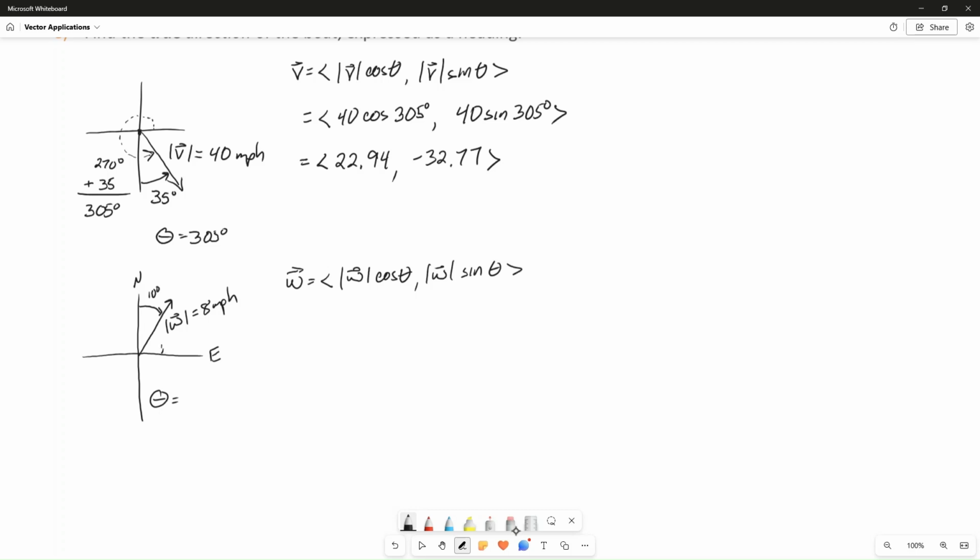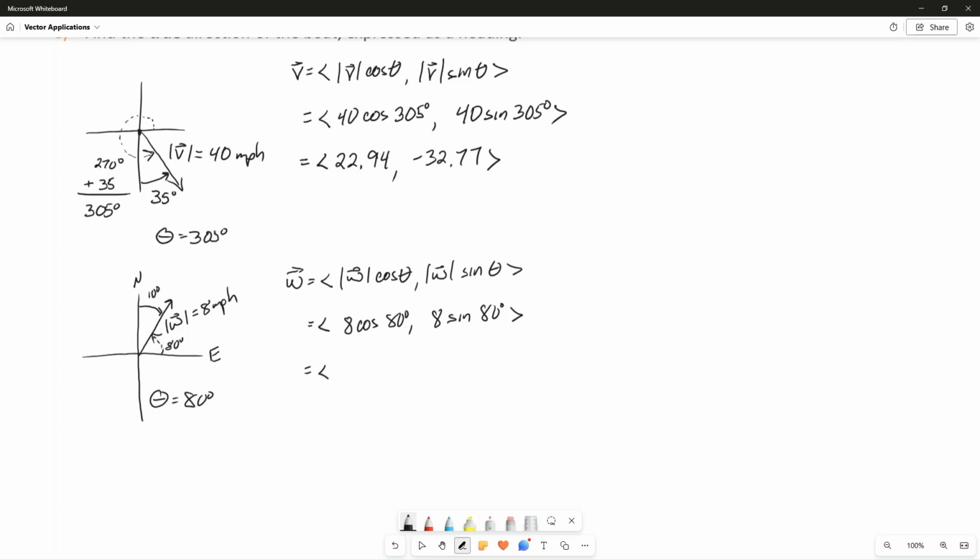And so that means the standard position angle would only be 80 degrees. So theta has to be 80 degrees. Remember, we always need to have our angle for sine and cosine. Theta always must be a standard position angle. So my ocean current is going to be 8 times the cosine of 80 degrees for the horizontal, and then 8 times the sine of 80 degrees for the vertical component.